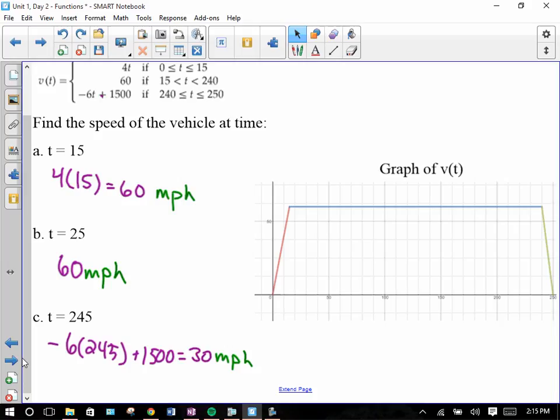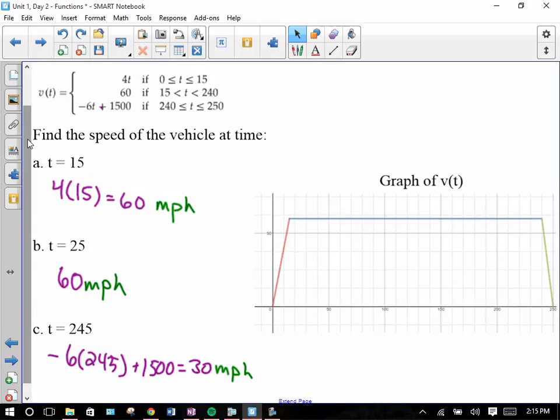Now, I put the graph up there for a reason. I wanted you to see what this graph might look like, and I'll just talk about what this function actually means. So this is the graph of our velocity. Between the time of 0 seconds and 15 seconds, what is our velocity doing? It's increasing from 0 to 60. So in the first 15 seconds, the speed increases from 0 miles per hour to 60 miles per hour.